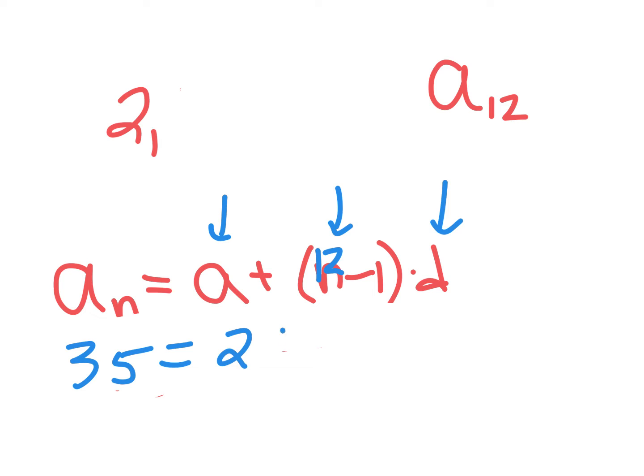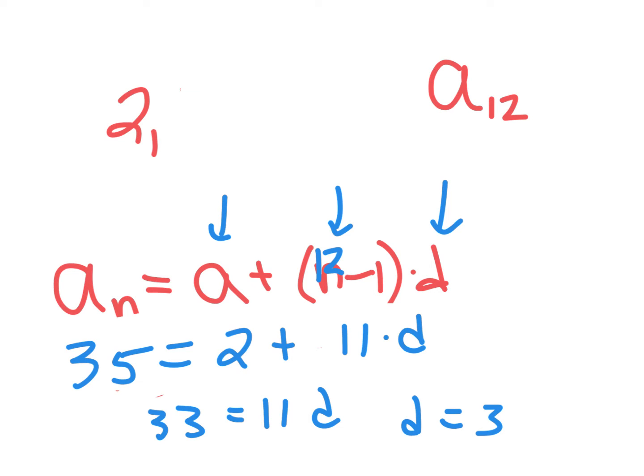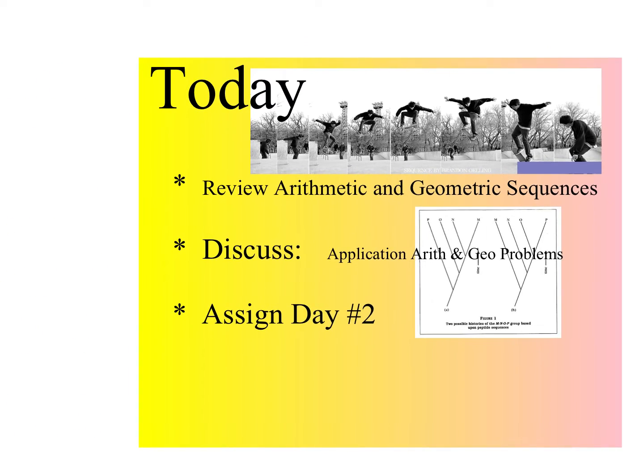Well, A is 2 plus 12 minus 1 is 11 times, oh, I don't know what the common difference is, so you put a D. And then you'd go 33 equals 11D, so D must equal 3. You see how you could figure out the common difference? All right, so let me give you an example like that.